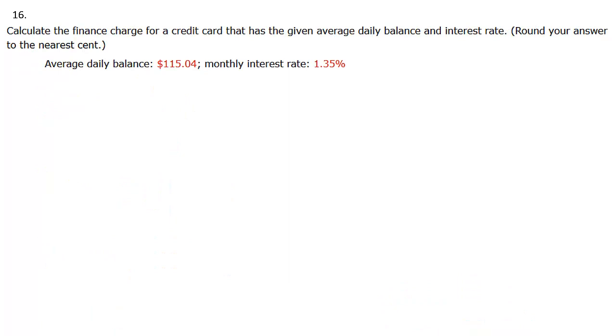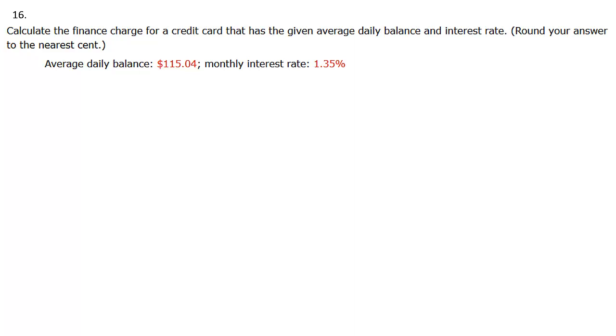Number 16, calculate the finance charge for a credit card that has the given average daily balance and interest rate. Round your answer to the nearest cent. The average daily balance will be $115.04, and the monthly interest rate is 1.35%.